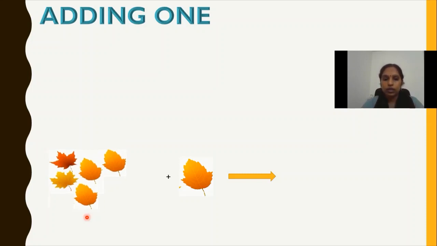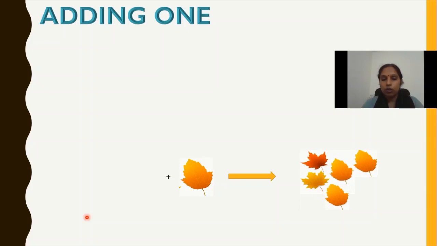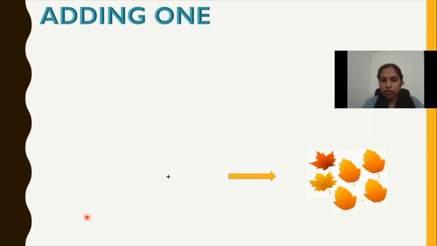Putting things together. So we are going to put all the leaves together. Okay, so now all the leaves are here. Can you tell me how many leaves are there now? What is the next step? Counting all. Can you count and tell me how many leaves? 1, 2, 3, 4, 5, 6. So totally how many leaves are here?